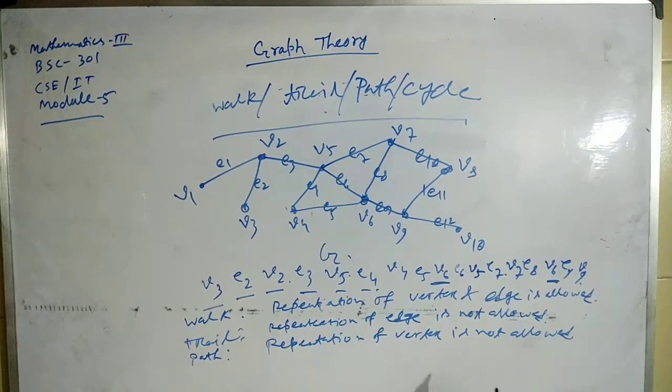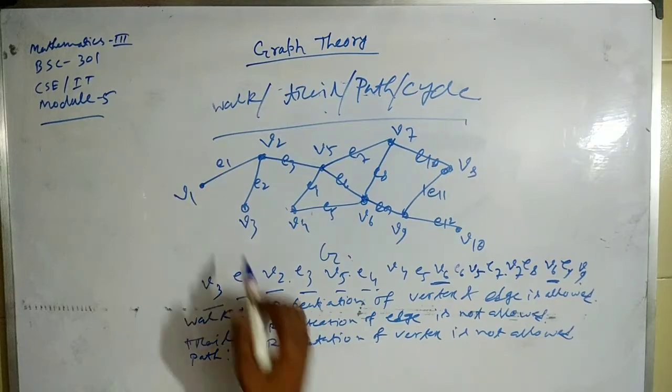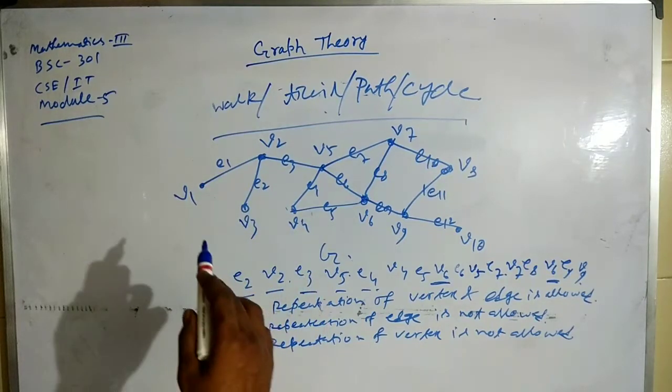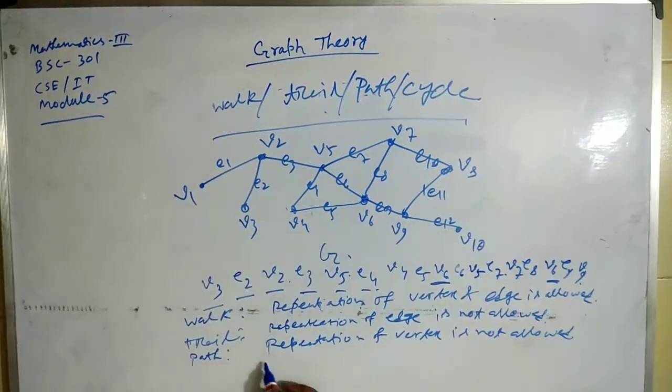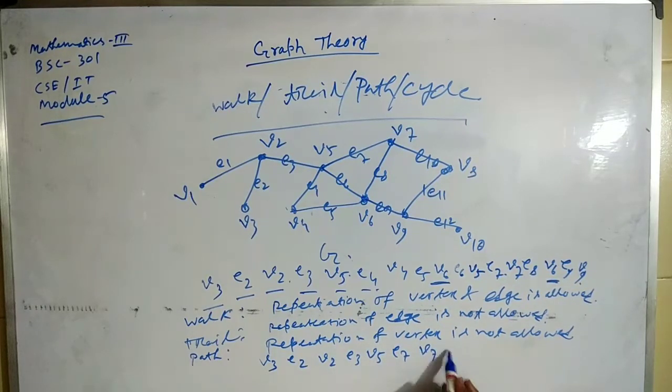Okay, if you take an example of a path, where you want to go from V3 to V8, then this is a path: V3 to V2, E3, V5, E7, V7, E10, V8. Now see, there is no repetition of vertex and edges, so this is an example of a path.